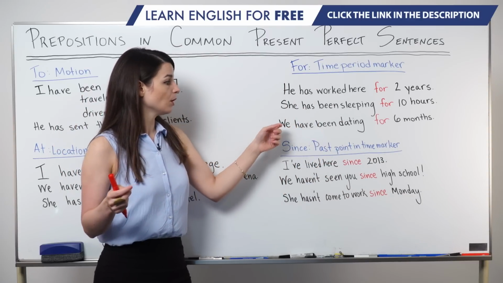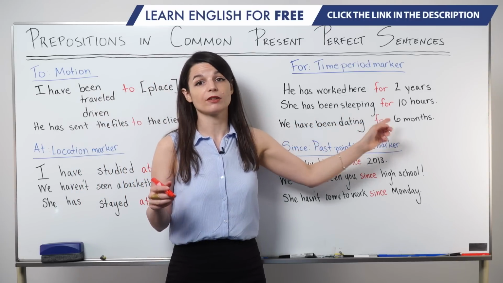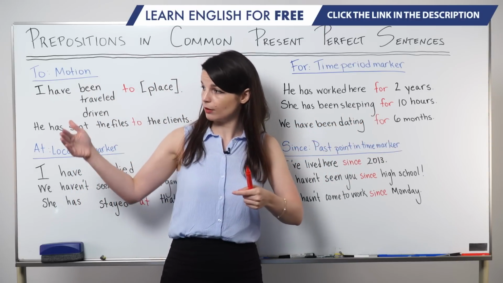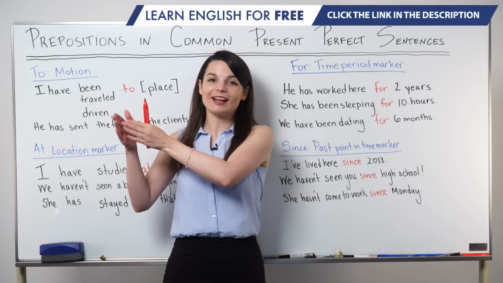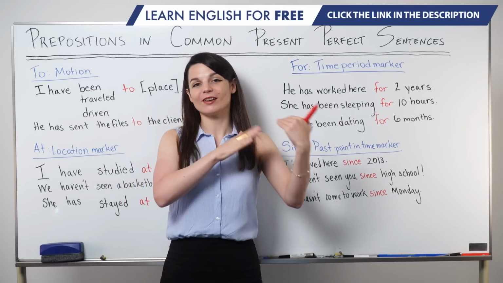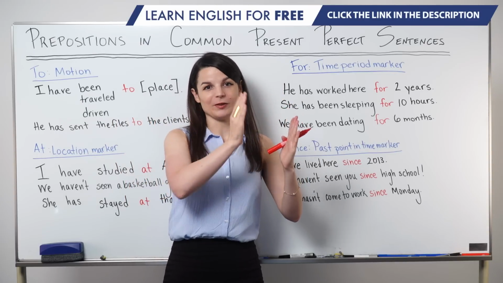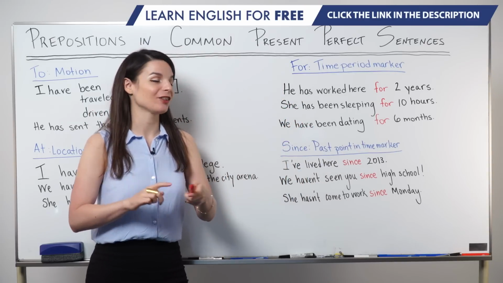One more example, we have been dating for 6 months. So that means 6 months ago, we started dating, and since that time, I'll talk about since in just a moment, for that time period until this conversation, the dating has continued. So they have been in a relationship.